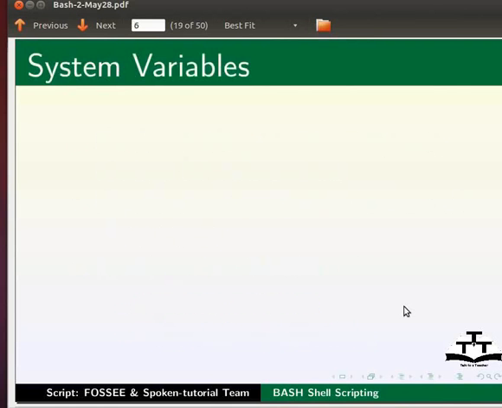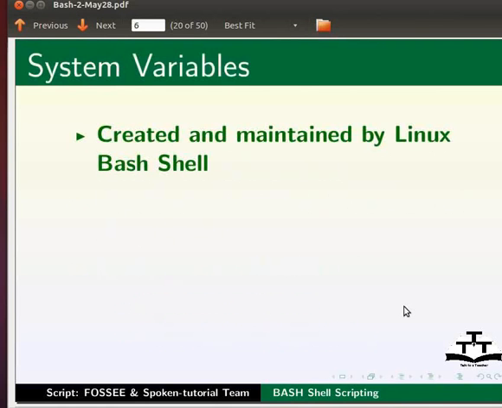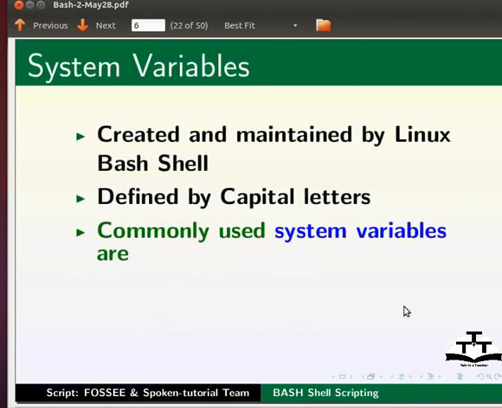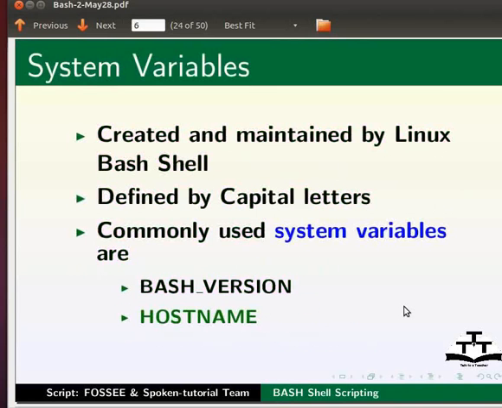System variables are created and maintained by Linux Bash shell itself. They are defined by capital letters. Commonly used system variables are Bash version, host name, home, etc.